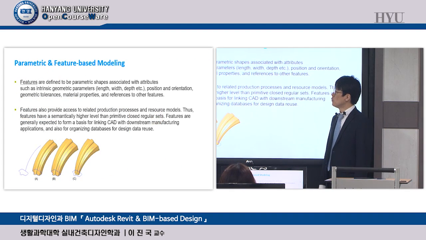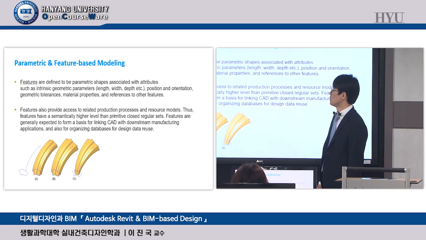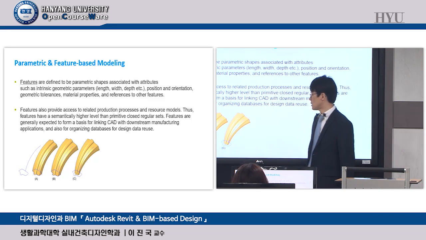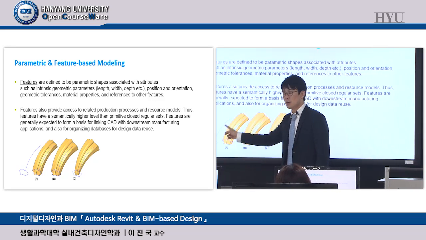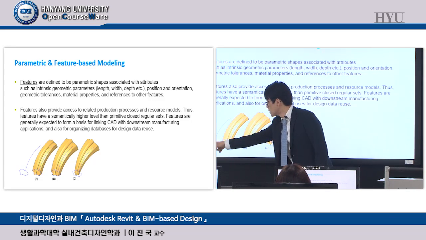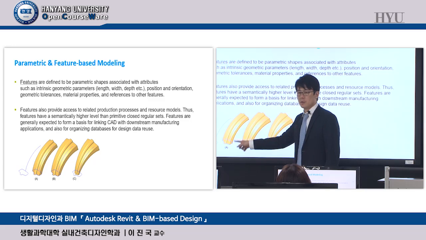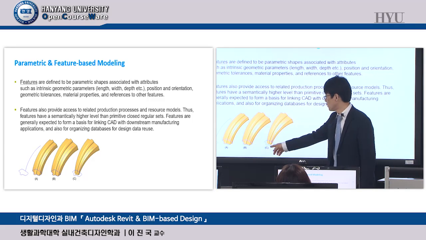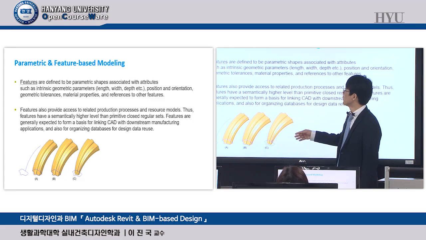Okay, for understanding parametric modeling, we also need to know feature-based modeling. It's something like feature sweeping, okay? There is a feature and path. So this solid object is a so-called feature-based model.